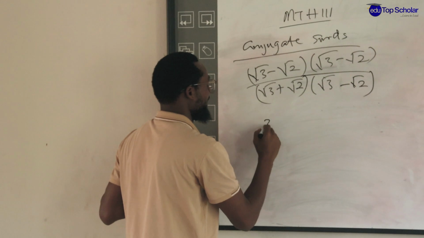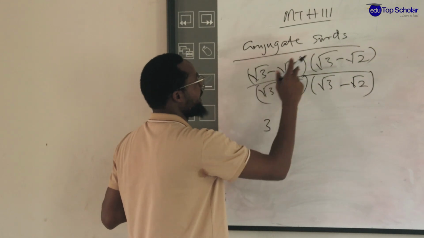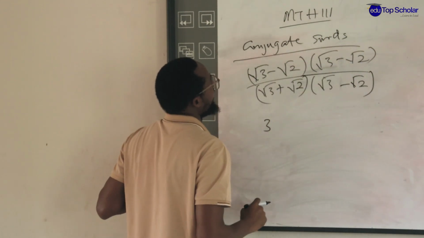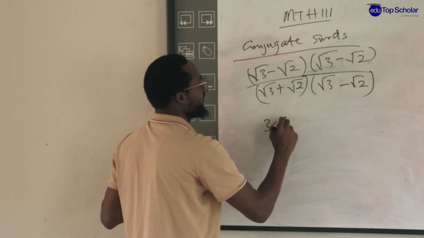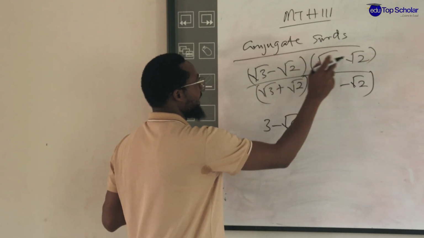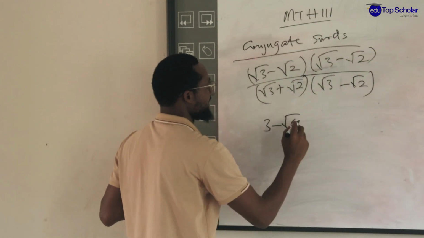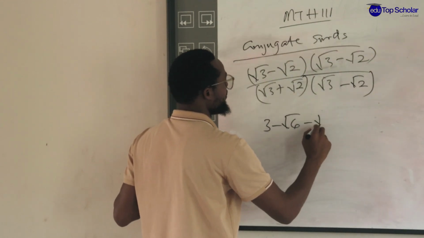3 by 3, we have 3. Minus root 3 by root 2 is minus root 6, that is 3 times 2. This guy now by this guy, that's also minus root 6.